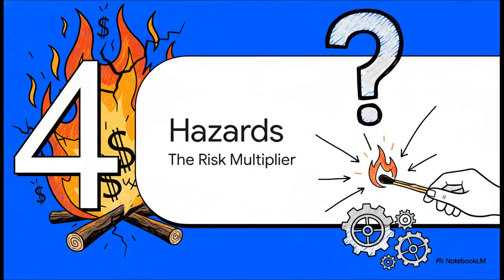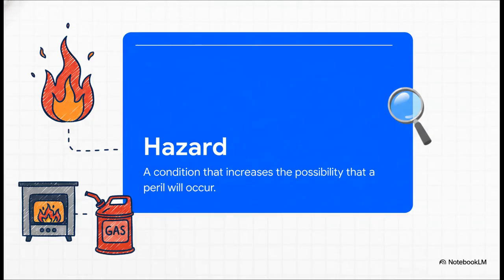Okay, so let's recap where we are. We have the peril, the fire, and we have the loss, all the financial damage. But there's a huge question still hanging in the air. Why did the fire even happen in the first place? What was the catalyst? This brings us to the third and final piece of our risk anatomy. And that catalyst? That's what we call a hazard.